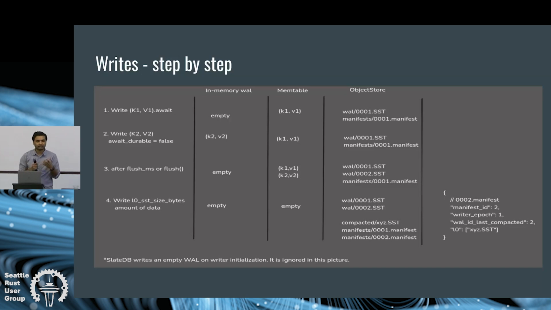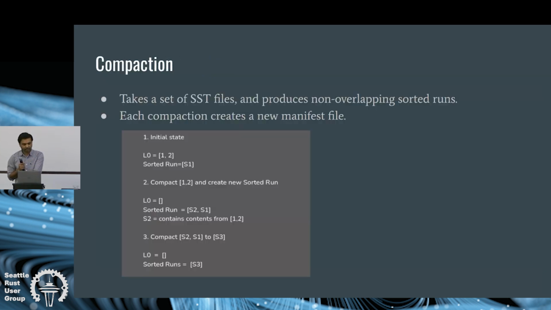As I'm describing this, I'm skipping over some of the details to fit it into the 30-minute or so talk. It also creates an empty WAL on initialization and a few other aspects that I'm skipping today. The next thing that is interesting here is compaction. Compaction is taking a set of files and creating another set of files that is more optimized. I'm not getting into the details. If someone is interested, I can get back to this later.